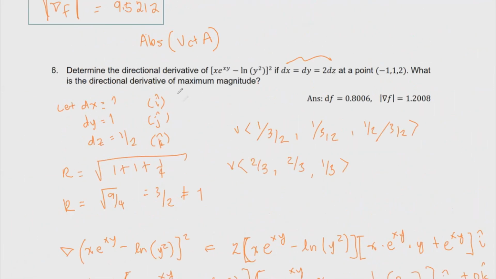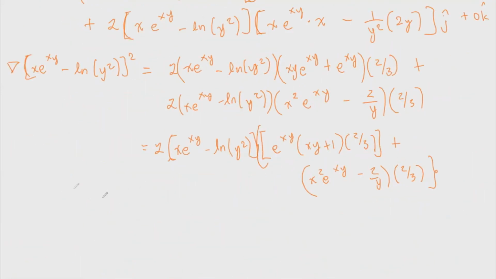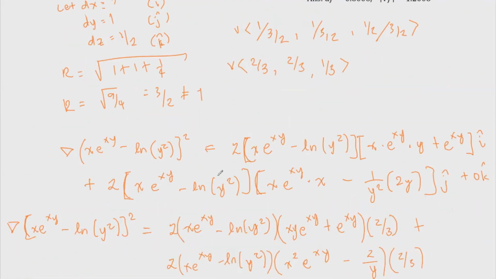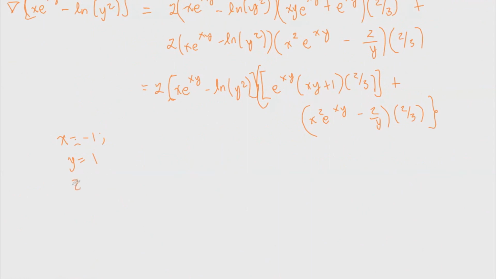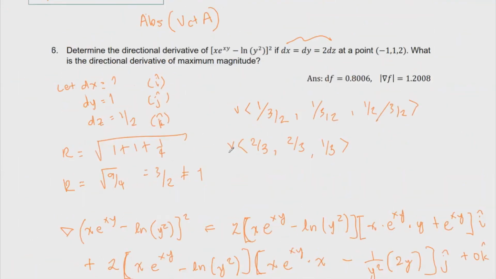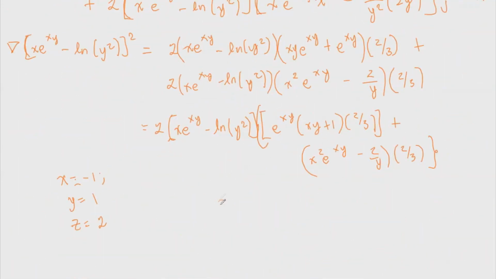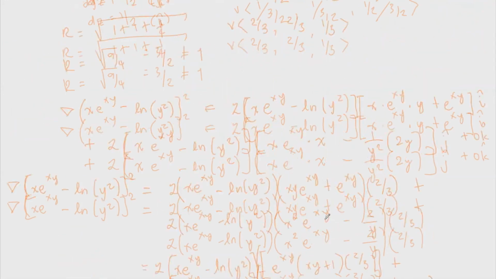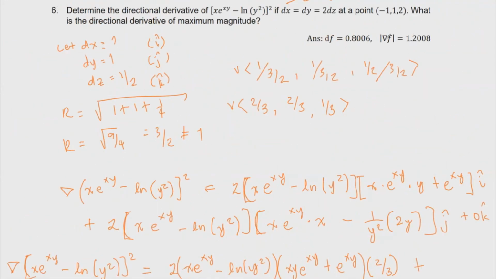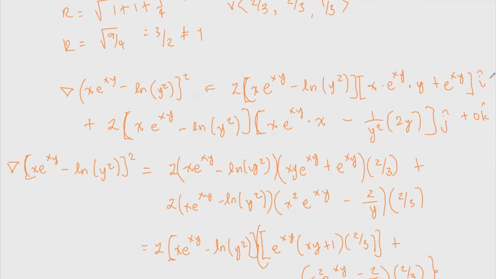And then if you're asked to find the directional derivative, the point is negative 1, 1, 2. So if you let x is equal to negative 1, y is equal to 1, and z is equal to positive 2, and we know that if you substitute all of this, then you should be able to get df, which is equal to 0.8006. So df is equal to 0.8006.